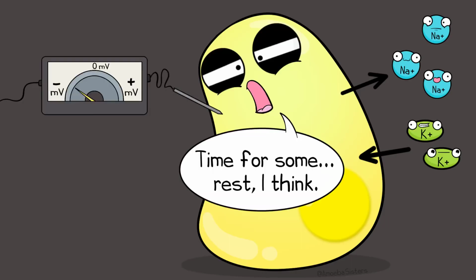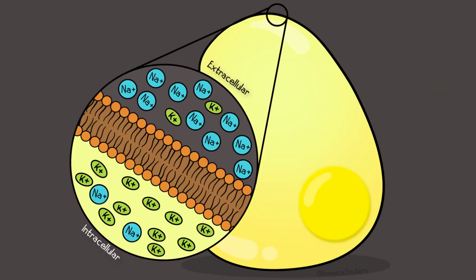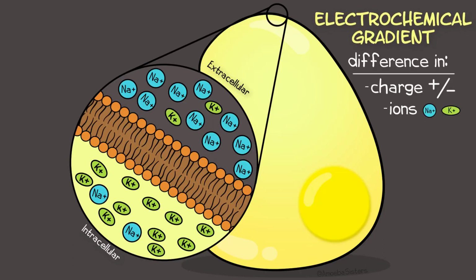So while this may contribute to the cell's more negative charge inside, it's really important to understand that this alone is not the big reason you see a voltage difference in the resting potential. The result of the pump's work means that there are specifically more potassium ions inside the cell and more sodium ions outside of the cell. This causes an electrochemical gradient. That means there's not just a difference in charge, but also in the actual ion types.